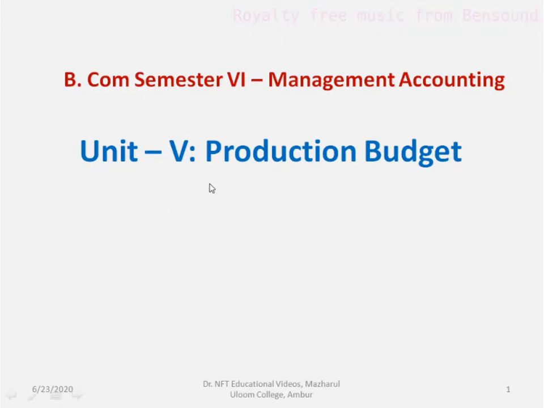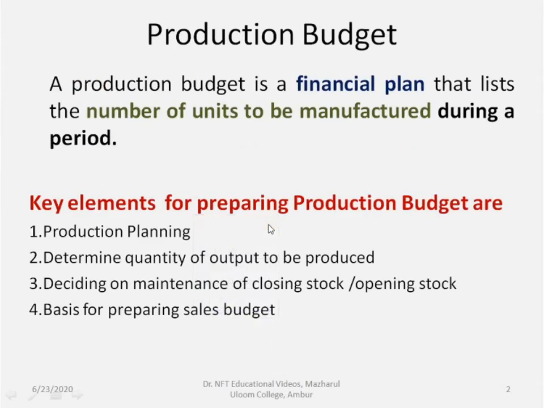Everyone, in this video we will learn about the production budget. After having established the sales budget, the production budget is prepared, which shows the quantities to be produced for achieving the sales targets and keeping sufficient inventories. A production budget is a financial plan that lists the number of units to be manufactured during a period. That is, the production budget helps us to know the number of units to be produced during the period of time.